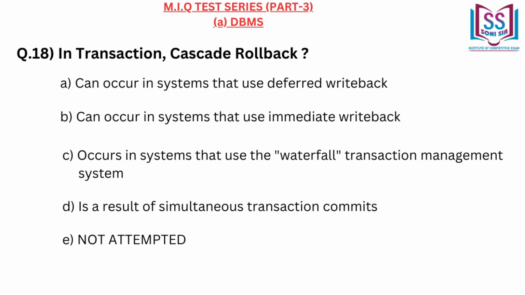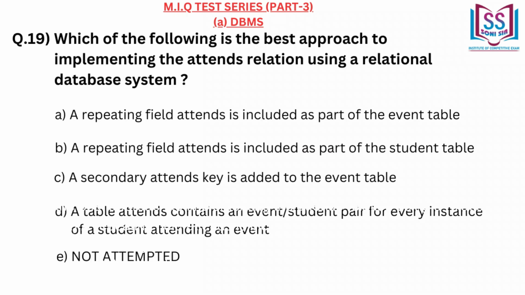Occurs in systems that use the waterfall transaction management system. D. Is a result of simultaneous transaction commits. Which of the following is the best approach to implementing the attends relation using a relational database system?